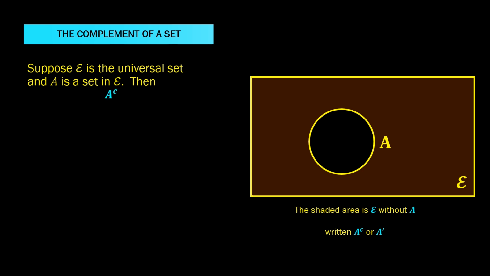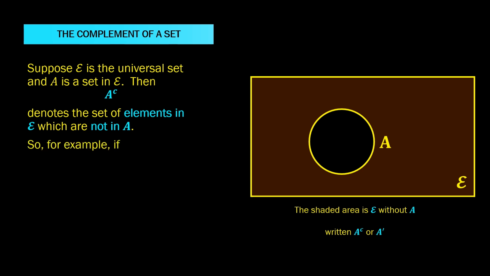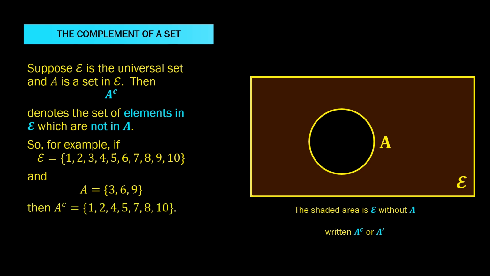Then we have A to the power C, or A complement, denoting the set of elements in E which are not in A. So for example, if E equals this universal set, and A equals 3, 6 and 9, then A complement equals all the elements which are in E but not in A, as shown here.